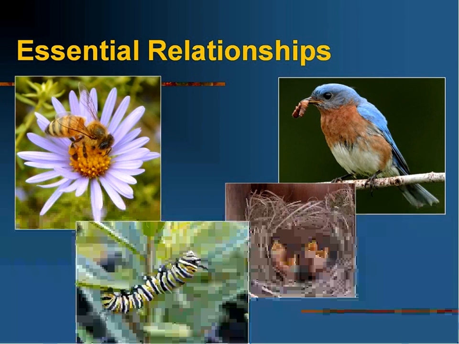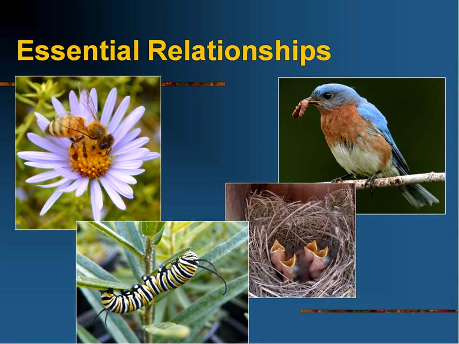So the essential relationships would be all of the pollinators that rely on the native plants, because we have so many species of native pollinators, many of which are specialized to feed on native plants. We have others, including honeybees, that have naturalized in our area, and they're more generalist feeders, so they can feed on a lot of different things.